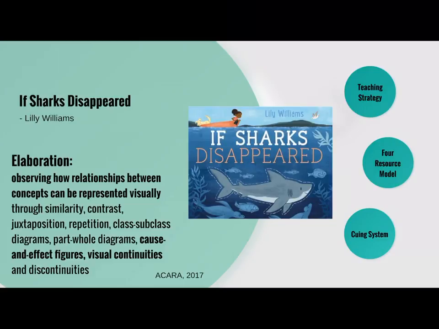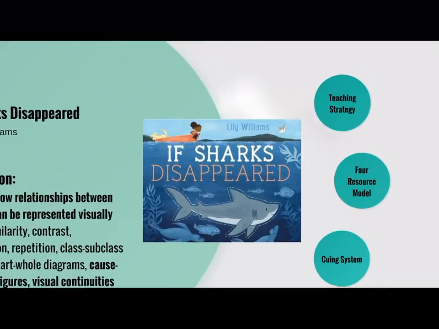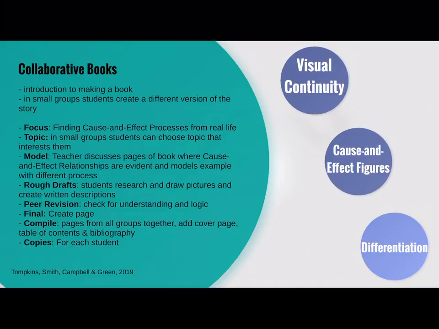2017. In the elaborations of the before-mentioned content descriptor, we can see that there is a focus on observing how relationships between concepts can be represented visually, and looking at cause and effect figures as well as visual continuities. A suitable teaching strategy would be collaborative books.